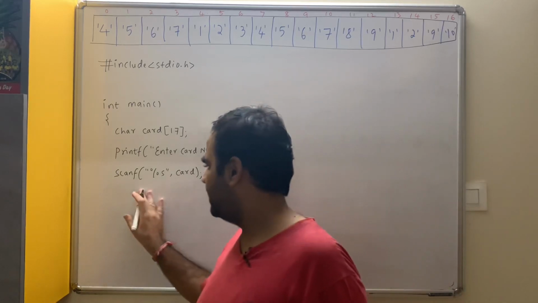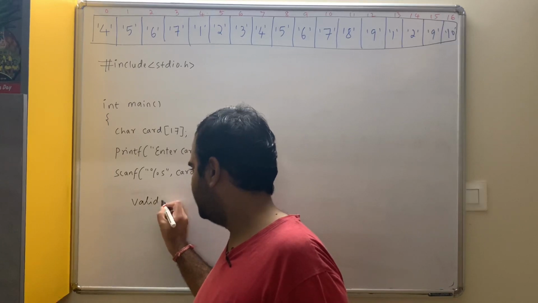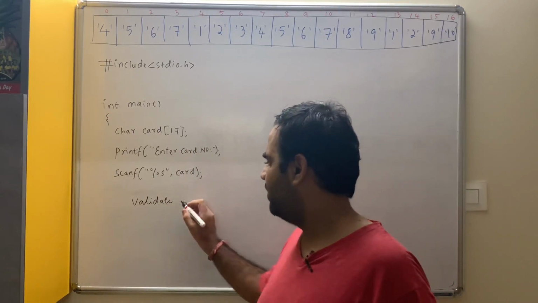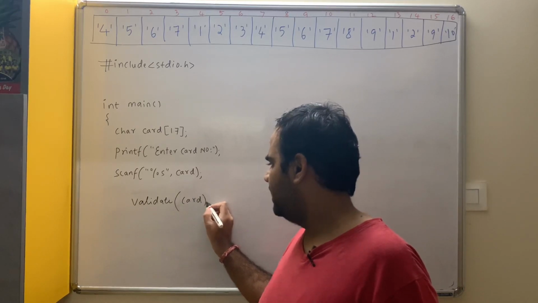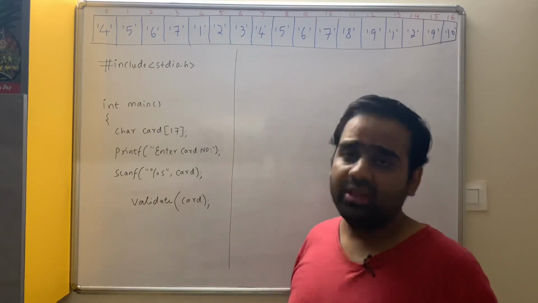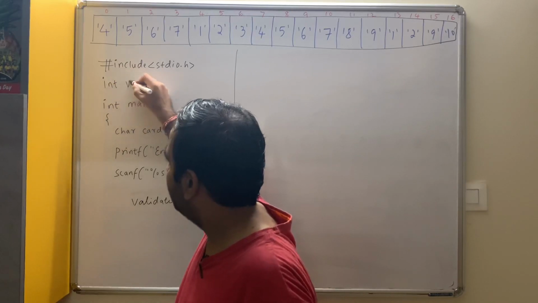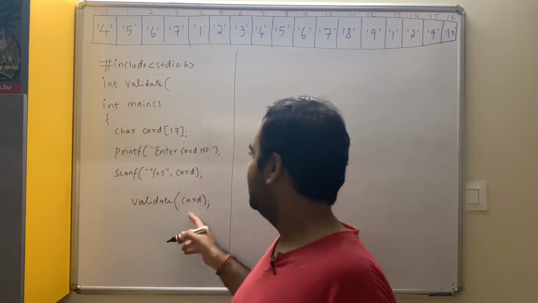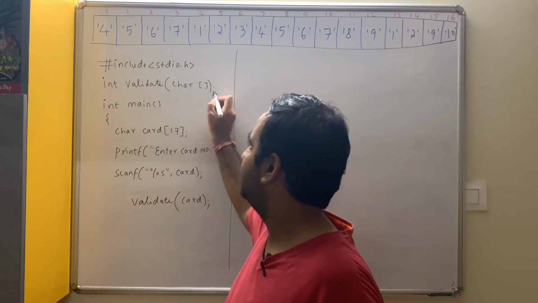For this, let us write one function called validate, or you can give any function name. And what do I need? I need the card number. If it is a valid card number, it will give 1 as the answer, and if it is an invalid card number, it will give 0 as the answer. Therefore, we take the return type as int. The function name is validate. The first parameter is a character one dimensional array.